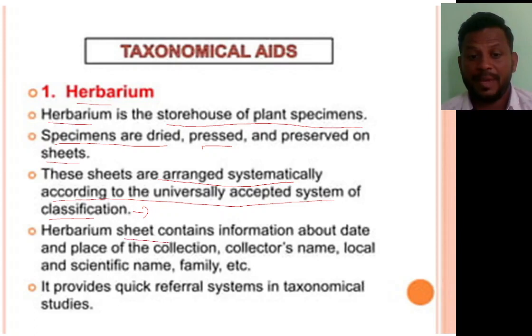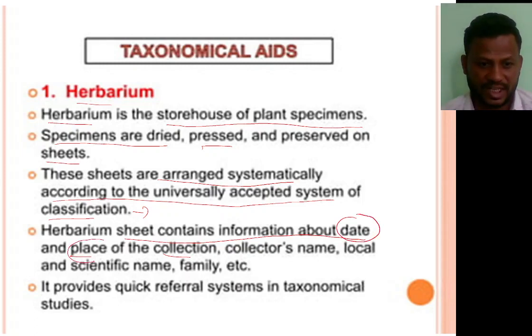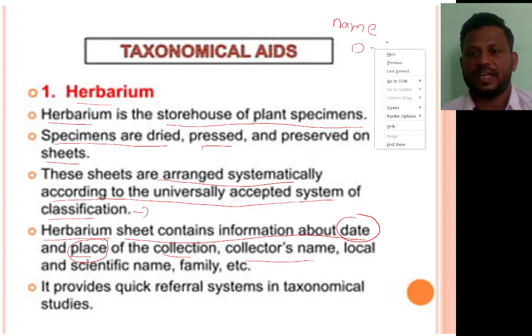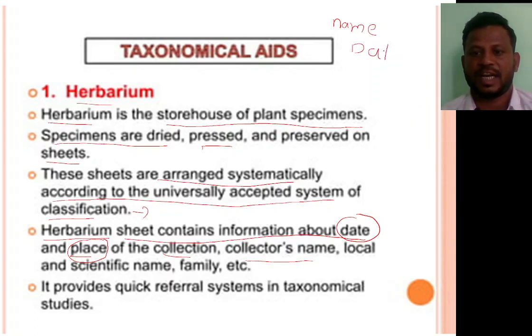Next, the herbarium sheet contains information about the date and the place of collection. On what date we collected the specimen, from which place we collected that specimen. All this data is stored in the herbarium with the collector's name. For example, if I collected it, my name must be there. First, the collector name. Second is on what date the specimen was collected.